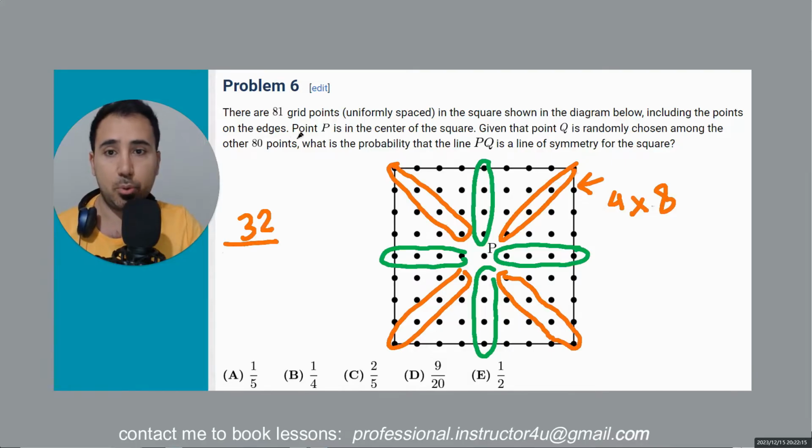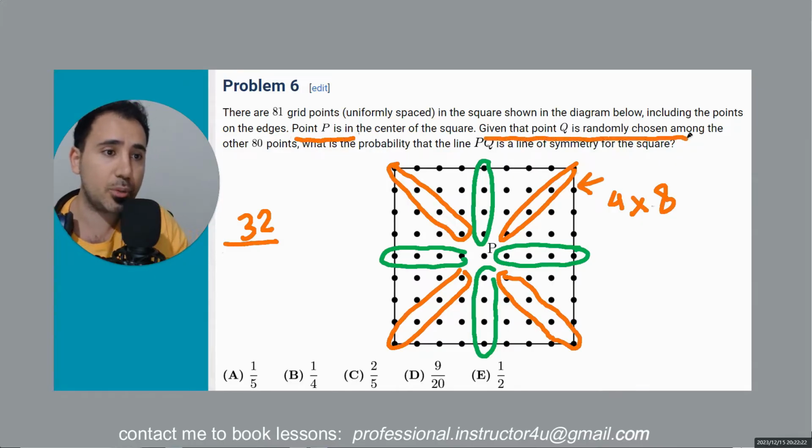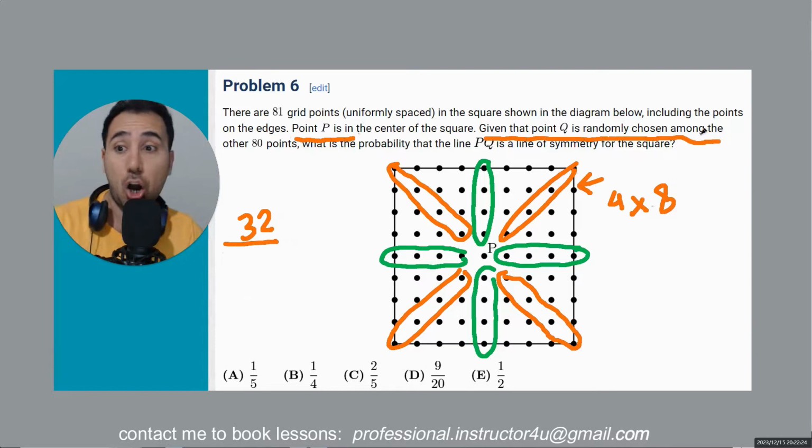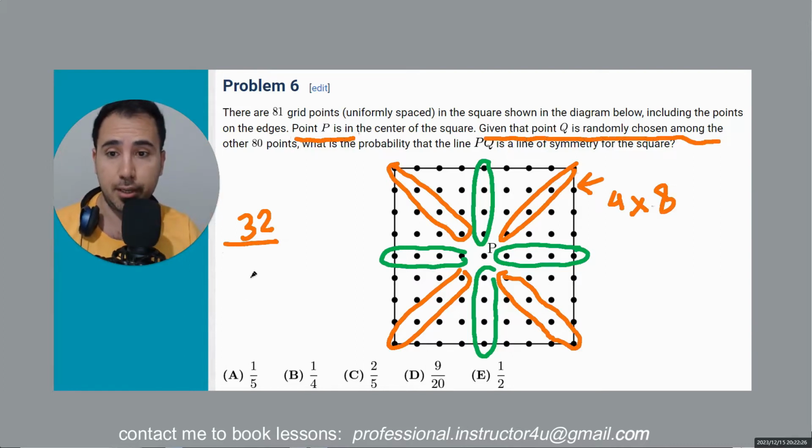So here it says point P is in the center. Given that the point Q is randomly chosen among the other 80 points, right? So for Q, we just selected these 32 from these 80. Now we just have to simplify this.